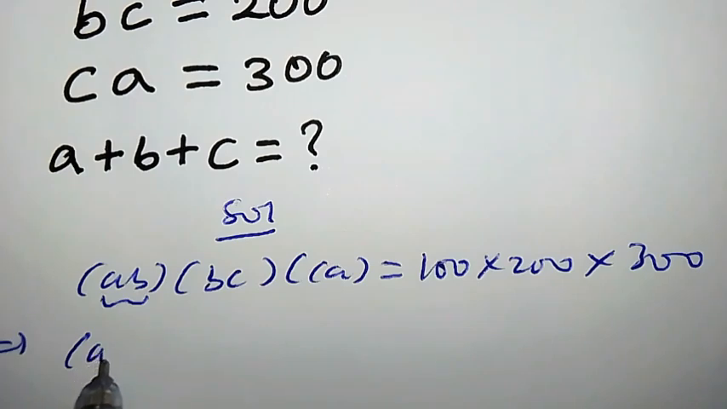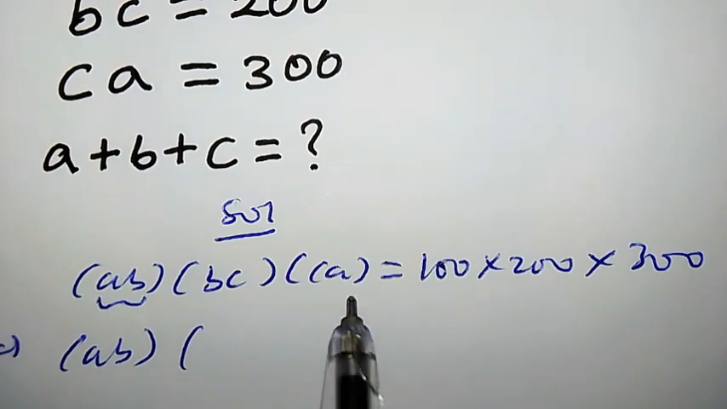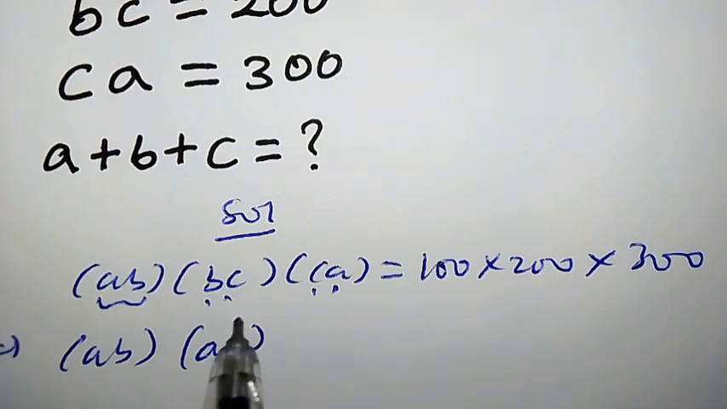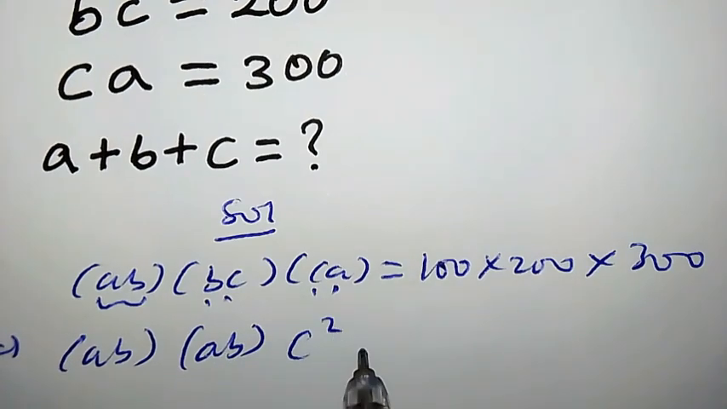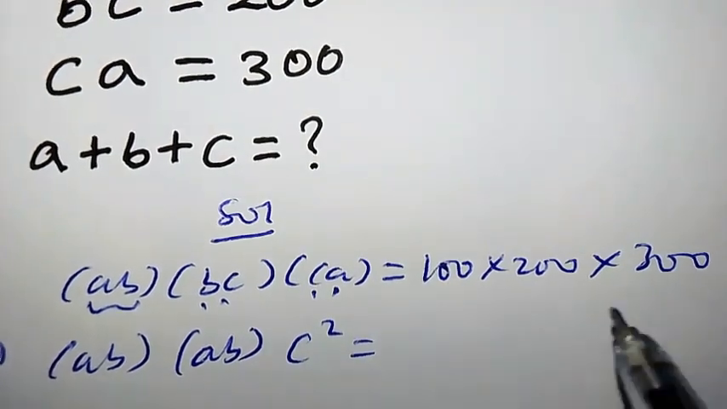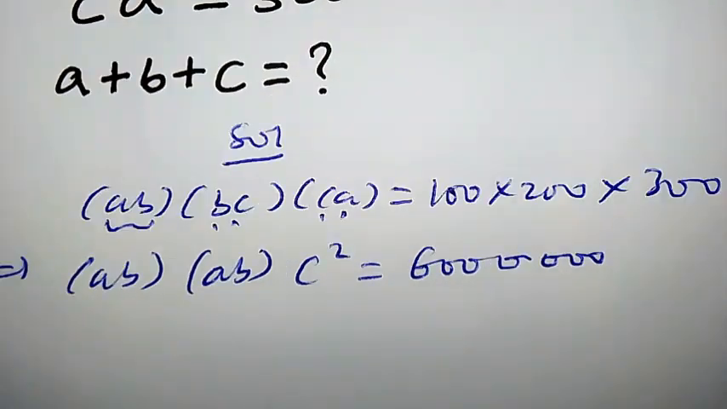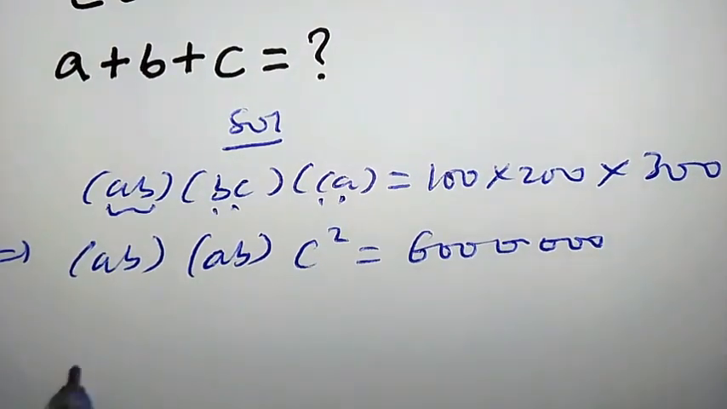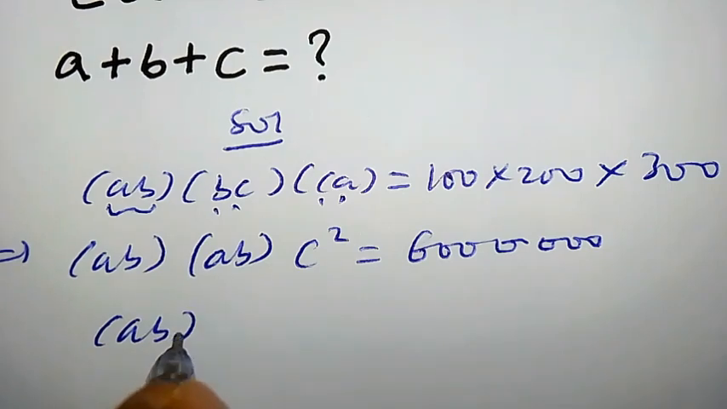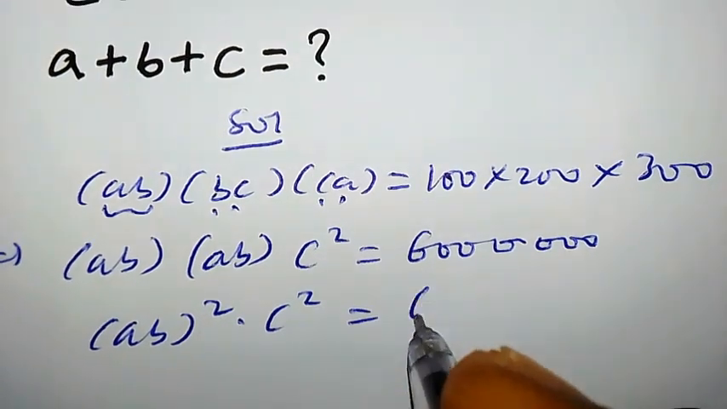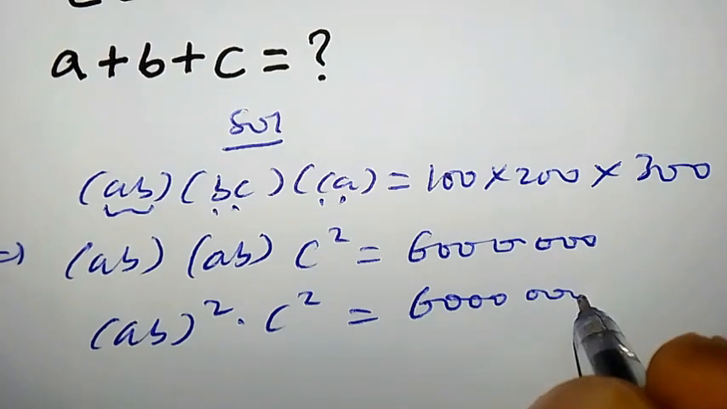This implies that the second step now is to fix this guy. So we're going to have AB times A times B, that is AB. C times C, that is C square, equal to 100 times 200 times 300, that is 6 million. So let's proceed further. AB times AB, that is AB square times C square equal to 6 million.